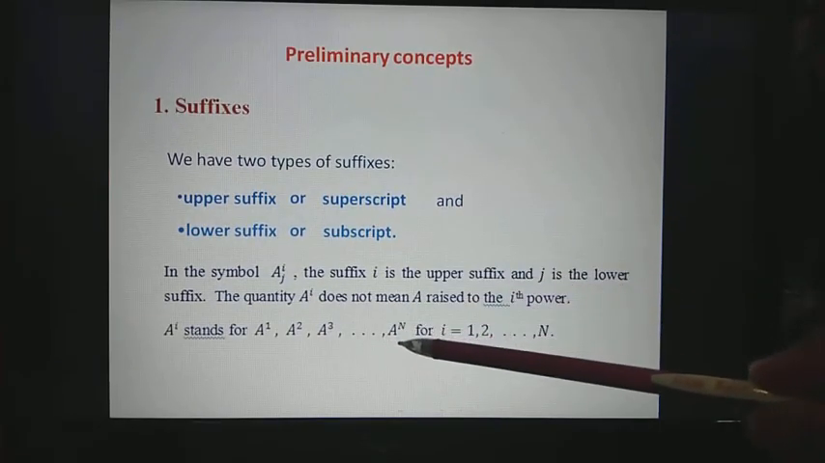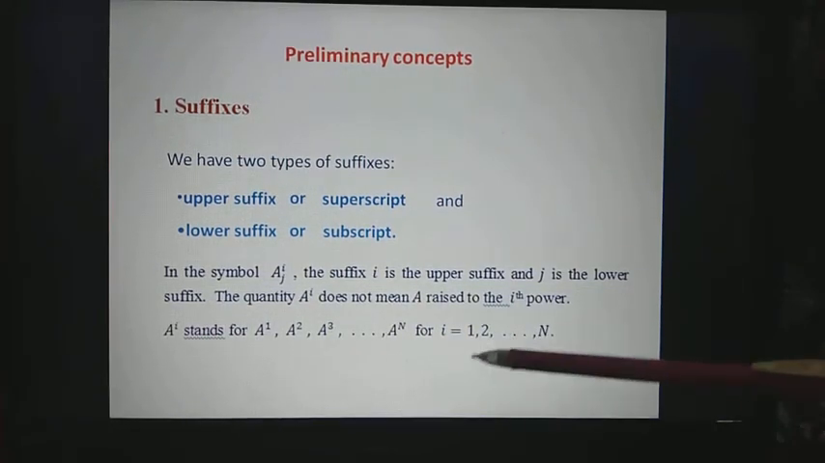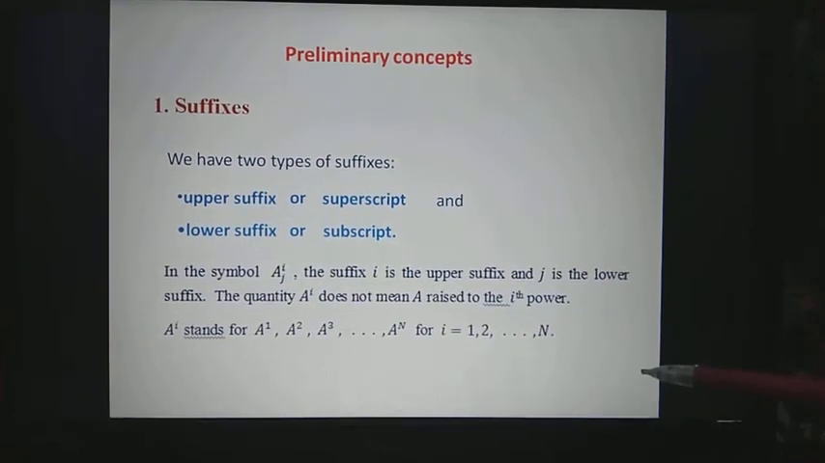The quantity Ai does not mean A raised to the power i, but Ai stands for A1, A2, A3 up to An for i equals 1 to n. Thus, in Ai, i is the representative of 1, 2, 3 up to n. So the value of i depends upon its range.